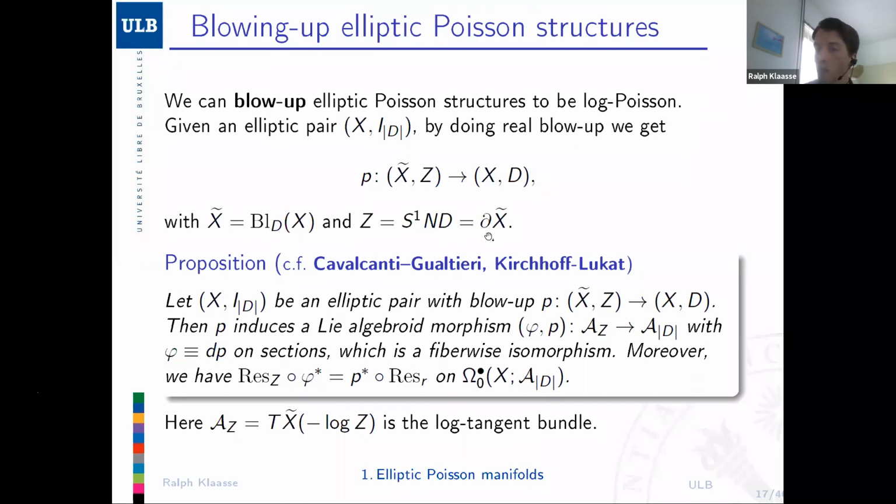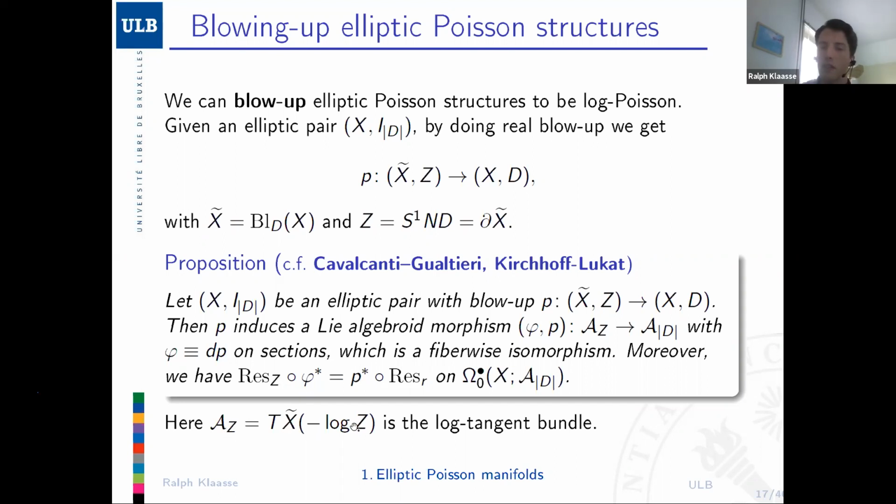As it turns out, if you do this, this is sort of compatible with the Lie algebroids that are around. So if you do the blow up, you get an induced Lie algebroid morphism from the log tangent bundle to the elliptic tangent bundle. And yeah, this is a fiberwise isomorphism. So it's not doing too crazy of a thing. And moreover, it sort of intertwines the residue maps that are around in this manner. So applying the radial residue downstairs and then pulling it back, or first pulling back the whole elliptic 2 form to upstairs and then applying the Z residue is the same thing.